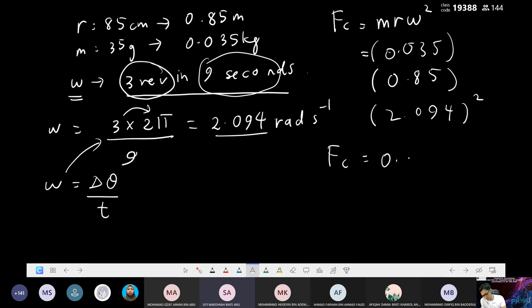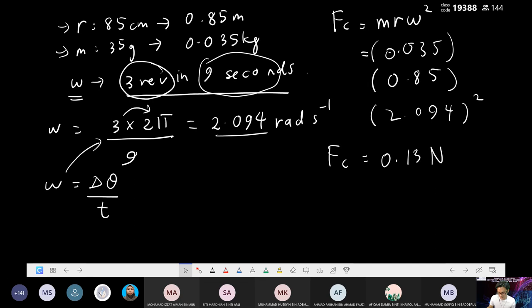0.13 newton. Okay, so ada yang silap just now is maybe you guys didn't convert the radius and also the mass in SI unit. So you just have to be very careful when you want to calculate everything in physics, you have to convert every unit in the SI unit, okay, with the respective SI unit. Okay, thank you, Mardia and also Izzat.